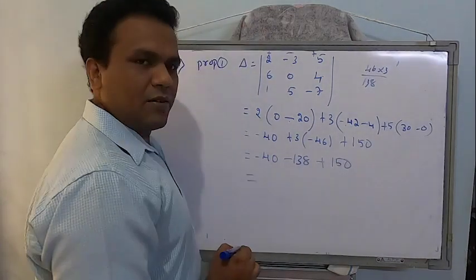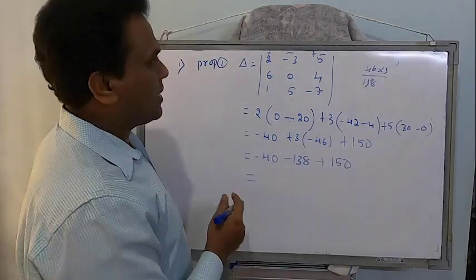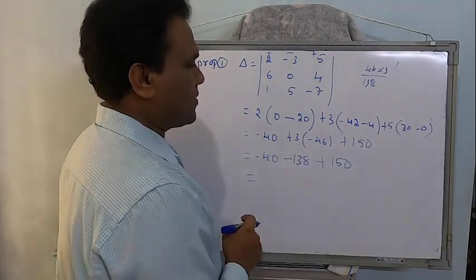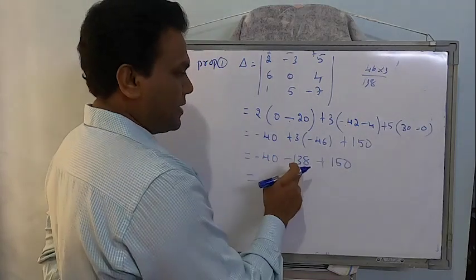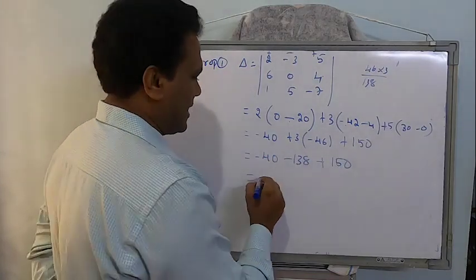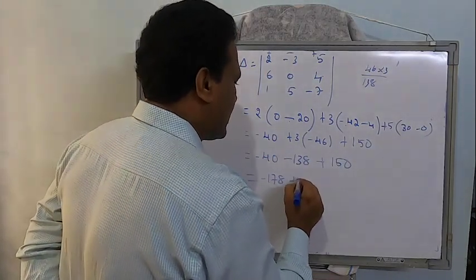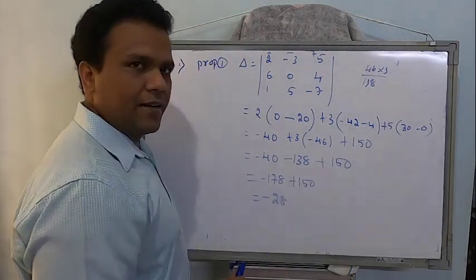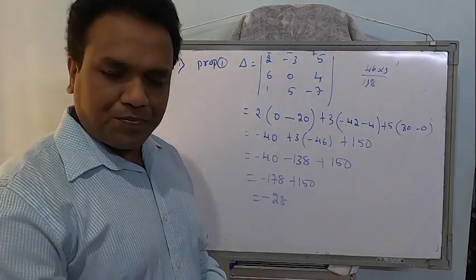So let us simplify it further now. Is there anything wrong? Fine. I don't think so. So on adding these two, what's the sum going to be? On adding these two, the sum will be minus 178. Correct now? Minus 178 plus 150. The answer will be minus 28. Correct?